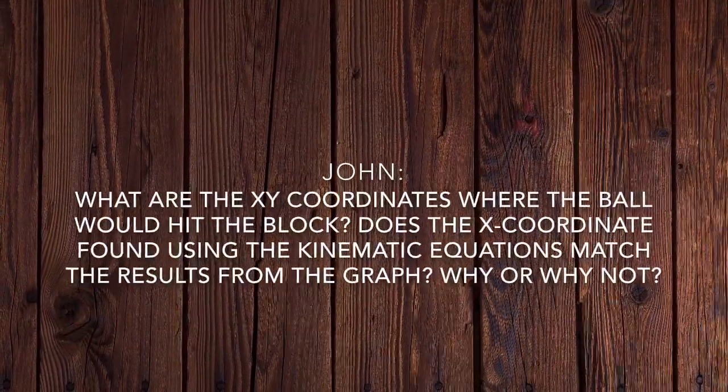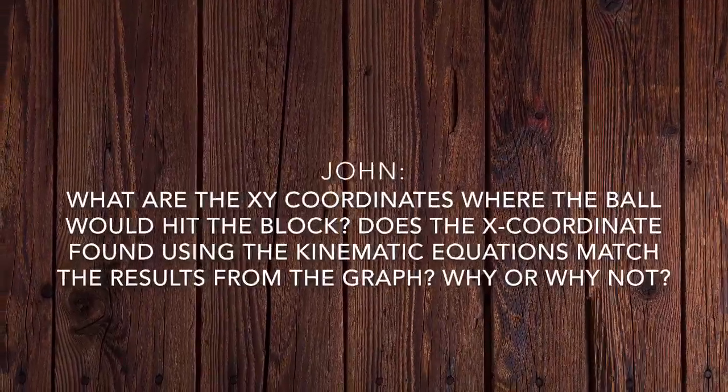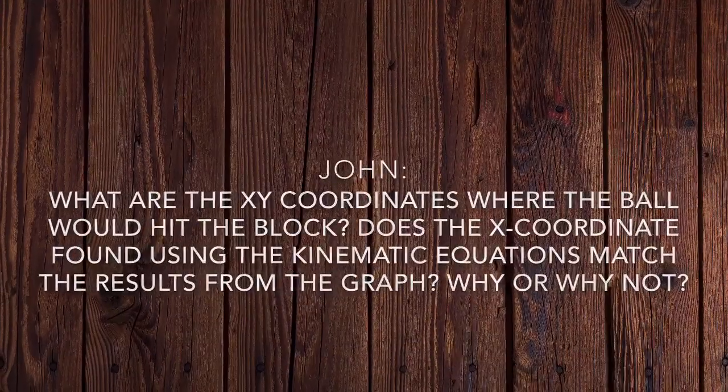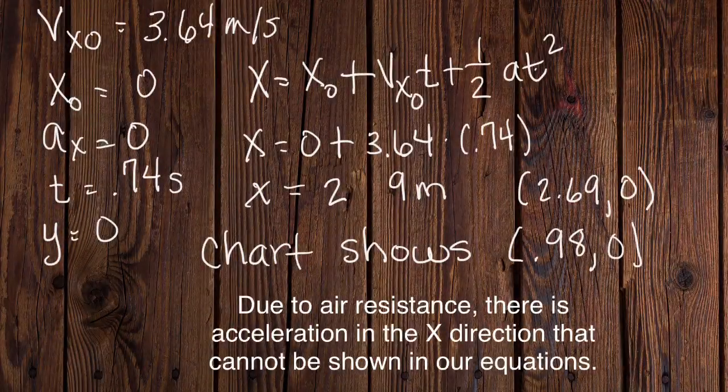It's basically asking what the XY coordinates are, and we'll start by using the kinematic equations to get those coordinates, and then we'll use the chart. Because this is a 45-degree angle, your initial velocity in the X direction is going to be the same as for the Y, so that's going to be 3.64. Your X naught is going to be 0. Your AX, as we already discussed, we're assuming is 0. The time we just found, which is 0.74 seconds, and the Y is going to be 0 also.